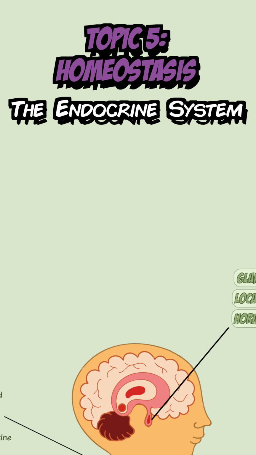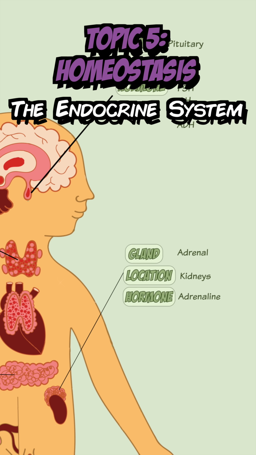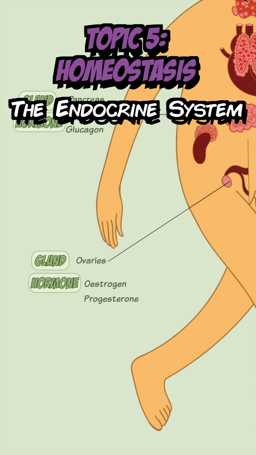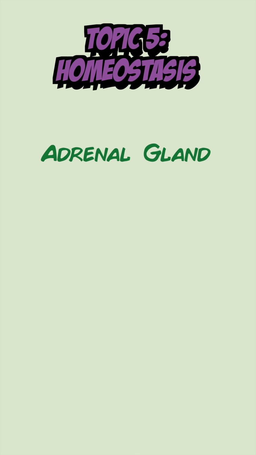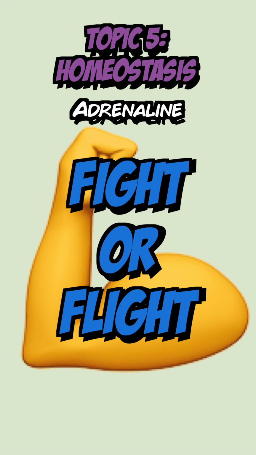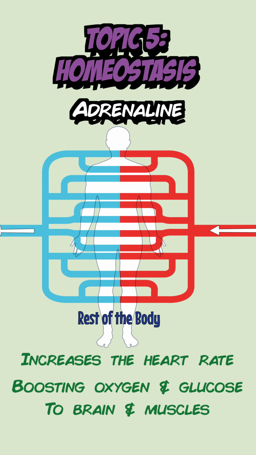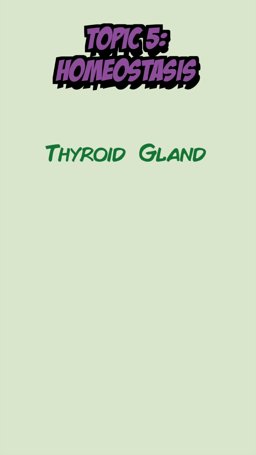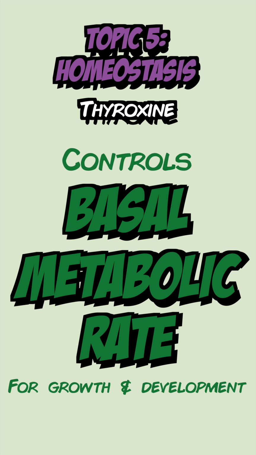The endocrine system has 6 glands you need to know, and these are the pituitary gland, thyroid gland, adrenal gland, pancreas, ovaries, and testes. The adrenal gland produces the hormone adrenaline, which prepares the body for fight or flight during times of stress or fear. It does this by increasing the heart rate and boosting the delivery of oxygen and glucose to the brain and muscles. The thyroid gland produces the hormone thyroxine, which controls the basal metabolic rate. This is important for growth and development.